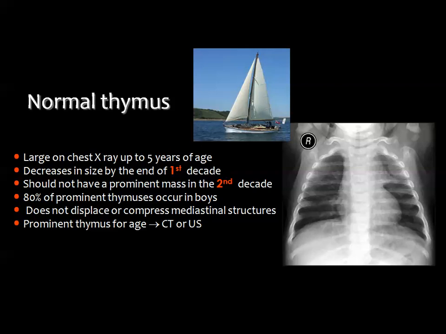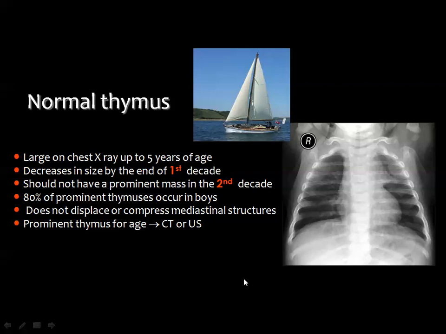There is a large debate about the normal size of the thymus and the age of regression, and sometimes if you look at the chest X-ray and you see that the thymus is looking normal, having the normal configuration, and you know that this is a normally prominent thymus. Then it decreases in size by the age of the first decade, by the age of 10 years, and it should not be prominent in the second decade.